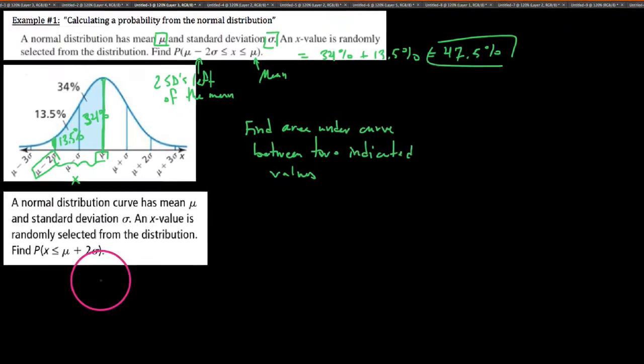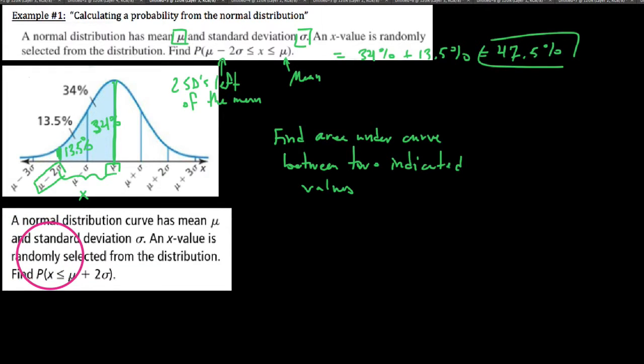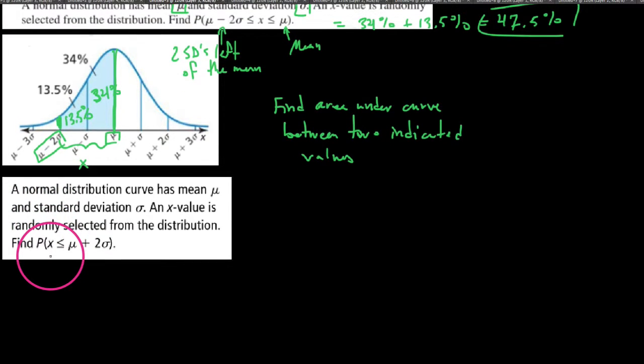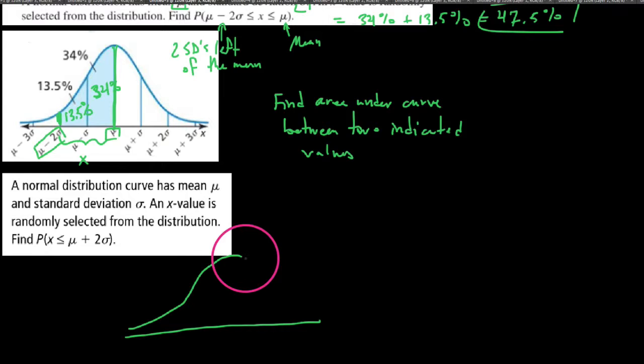What we're going to look at with this next example is essentially one that we're going to draw out on our own. So let's read this first. It says a normal distribution curve has a mean mu and a standard deviation of sigma. It says an x value is randomly selected from this distribution. Let's find the probability that x is less than mu plus 2 sigma. So let's go ahead and start with this. What we're going to do is draw out our normal distribution. And with respect to drawing this out, we always put the average right here in the middle. So we're going to label this mu.